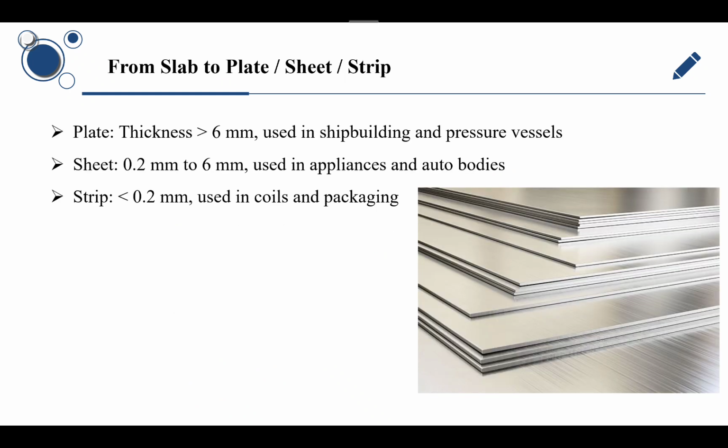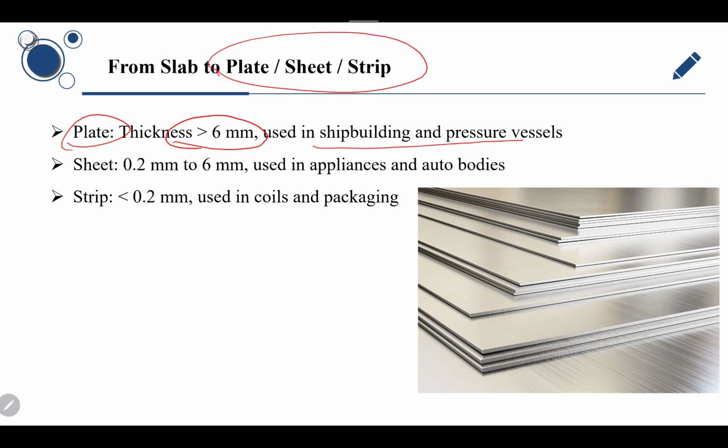Final forms from slabs into plates, sheets, strips. Slabs, which are flat and wide, are rolled down to produce various flat products of different thickness. Plate refers to a metal piece with thickness greater than 6 mm. Plates are commonly used in shipbuilding and pressure vessels. Their integrity is paramount for safety.